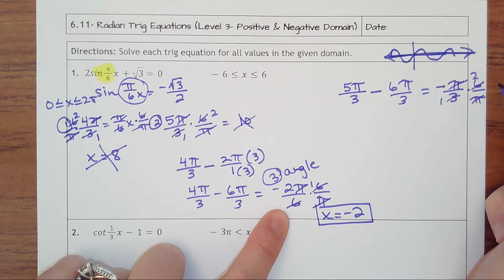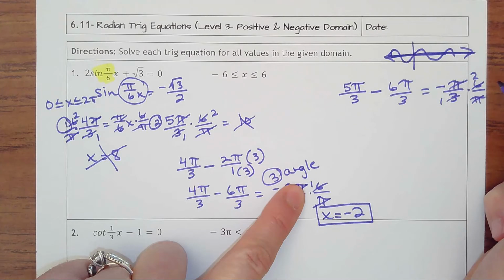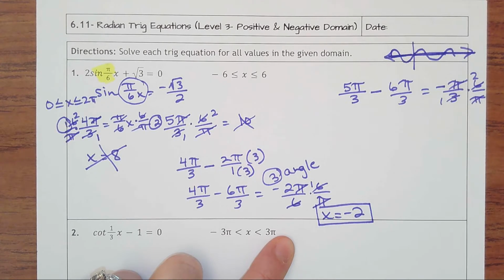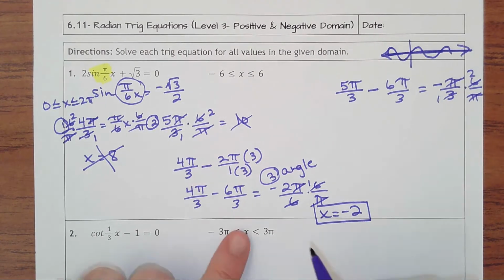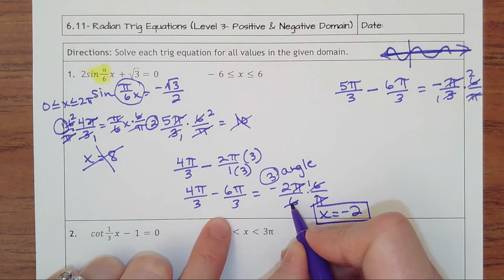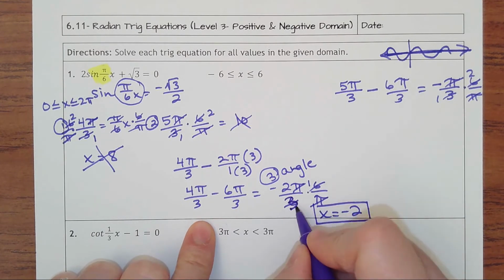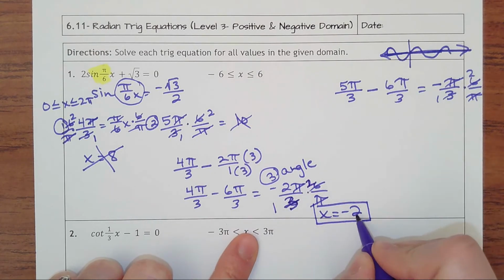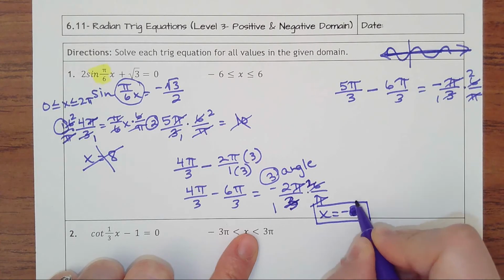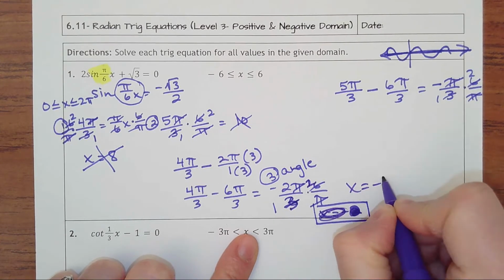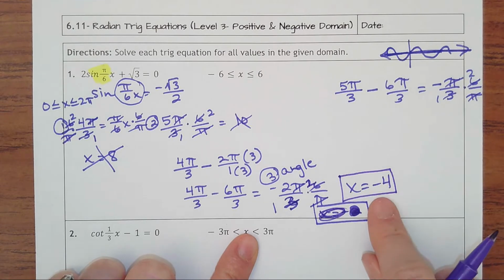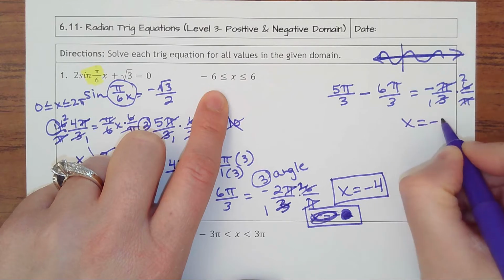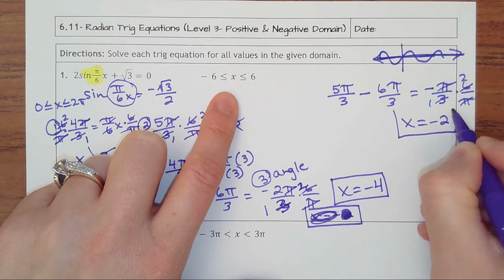Negative pi over 3. What did I do? Oh, I see what I did. So I subtracted wrong. This would be thirds. I'm sorry, so that would be a 1. You probably already noticed, and that would be a 2. Negative 2 times 2 is negative 4. Let's cross that out. And negative 4 does fall in this range. And so this one would get negative 2, which also works.